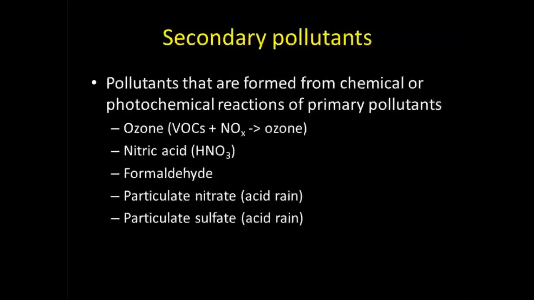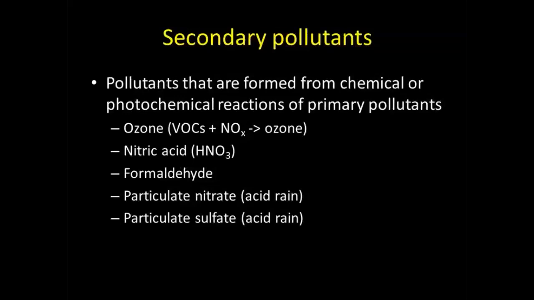The secondary pollutants are a little different. They require primary pollutants to combine in some way to make a secondary pollutant. So, for example, ozone is generally not released. Ozone is a combination of volatile organic compounds, nitrogen dioxide, and sunlight. And those three things come together to produce ozone.